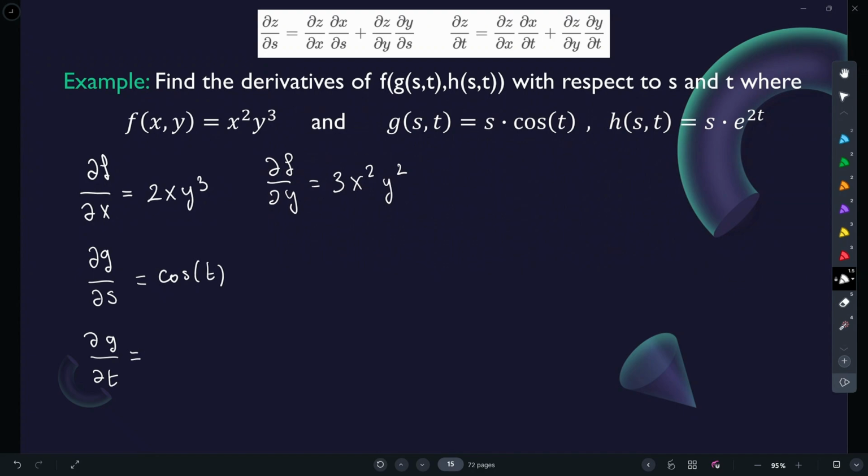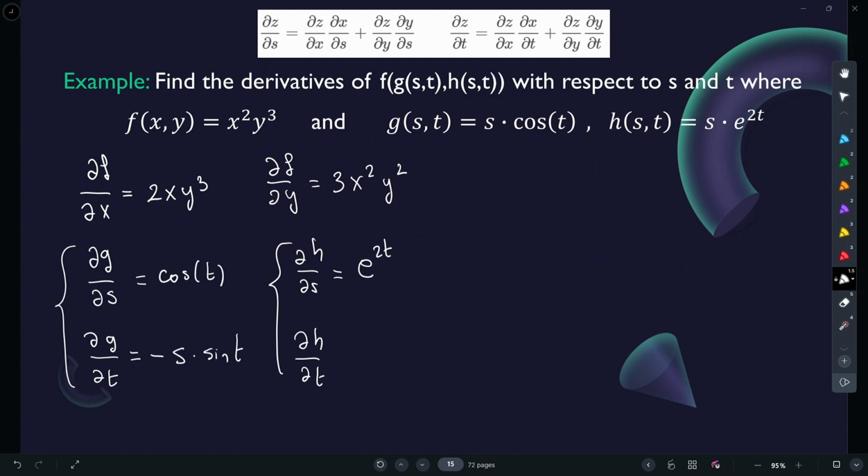G with respect to t is, well, the derivative of cosine of t is minus sine of t, so I get minus s times sine of t. And then I'm going to need the derivatives of h with respect to s and of h with respect to t. H with respect to s is just e to the 2t, while h with respect to t, that I need a chain rule, that is 2s times e to the 2t.